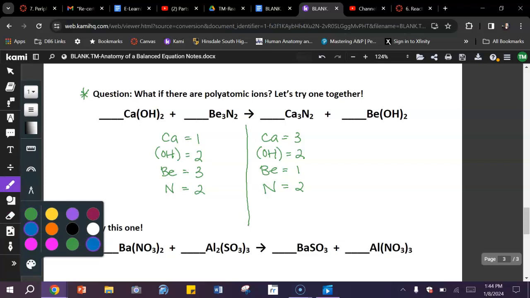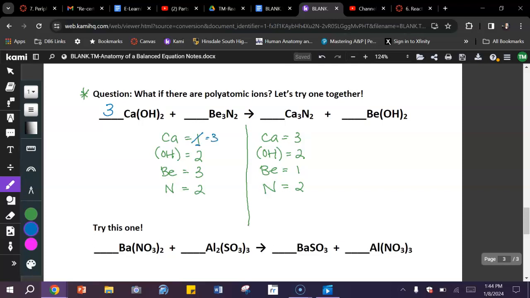So if I look at my calcium on the reactant side, I have 1, and on the product side, I have 3. Well, what number times 1 will give me 3? The number 3. So I'm going to put a 3 coefficient in front of my calcium hydroxide, and 3 times 1 is 3. And I have 2 hydroxides, which I have written here. 3 times 2 is 6.